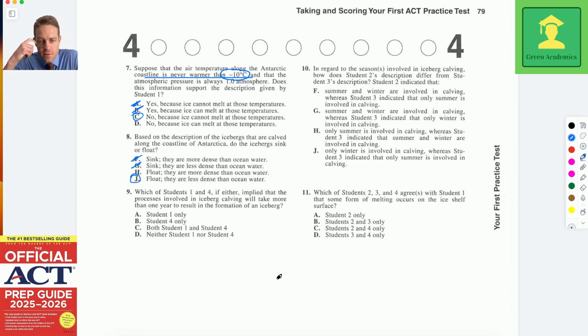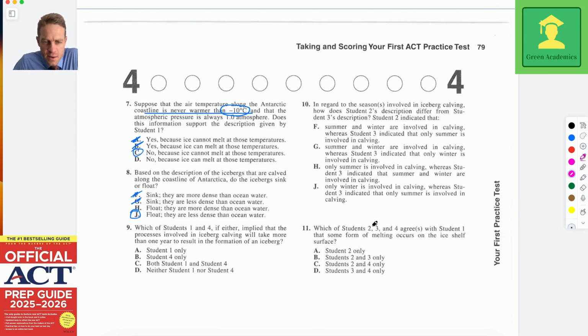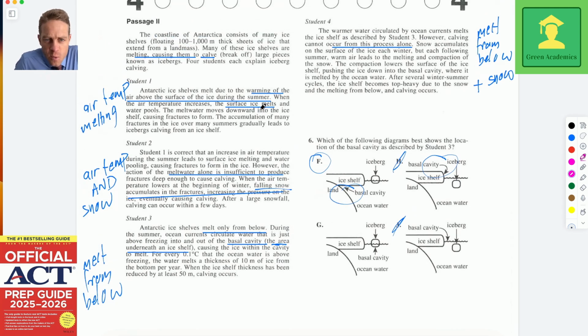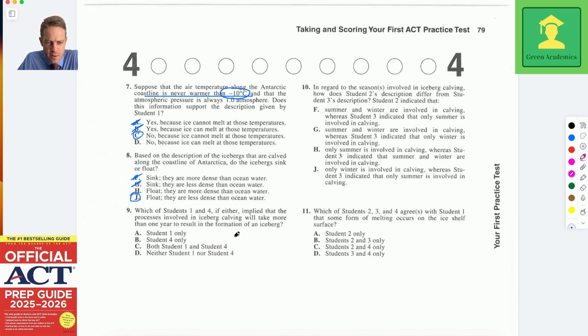Which of students 1 and 4 have either implied that the process involved in iceberg calving will take more than 1 year to result in the formation of an iceberg? More than 1 year for students 1 and 4. Here we go. Over many summers. So yes, that implies that it's more than 1 year. And then student 4, yeah, several summer-winter cycles. So both of them imply that it takes more than 1 year.